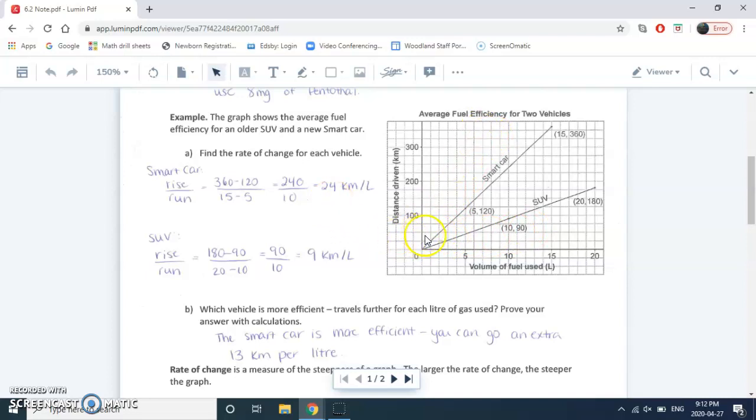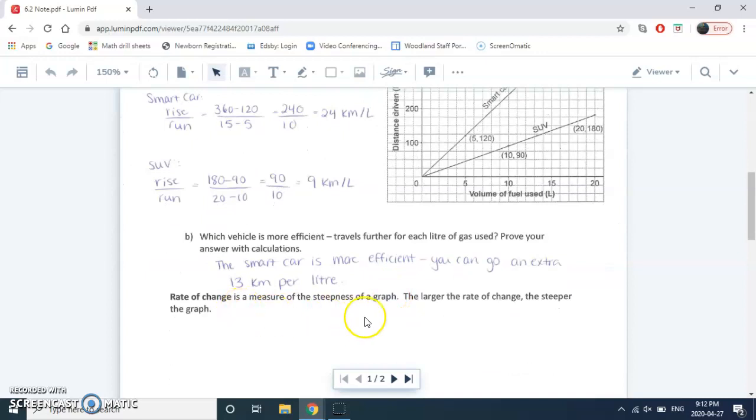So if we saw lines like that, we could reasonably assume that if a vehicle was more efficient, this number here, 24, would be a higher number. And if we had another line that was lower, we would know that it would be less than 9 kilometers per liter. So that's what that is saying. So the steepness of the graph, that's what we're looking for.